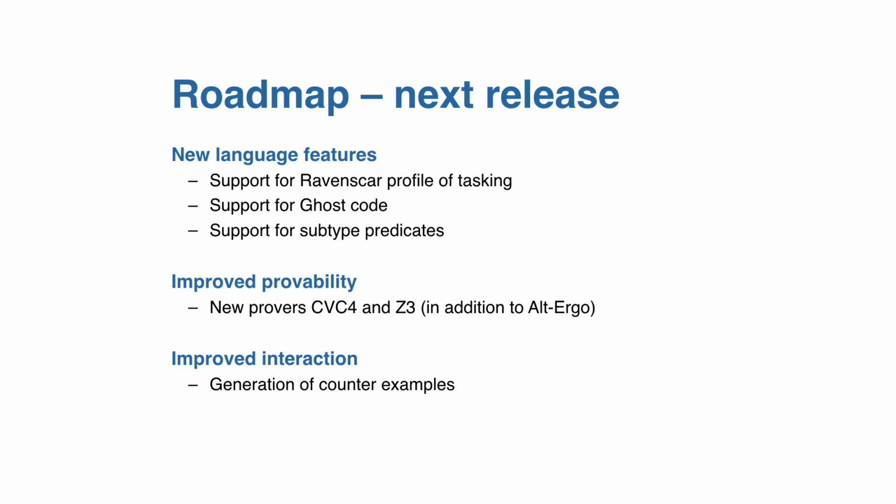Finally, we're adding support for subtype predicates, which is a fine-grained way of specifying constraints on data sets. It's not just the language that's undergoing improvements. We are beefing up the internals of the GNATprove tool by providing support for 2 additional theorem provers called CVC4 and Z3. We're doing this to provide better diagnostics and more accurate proofs.